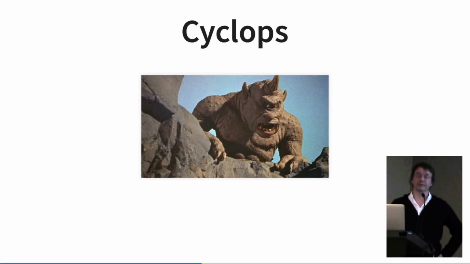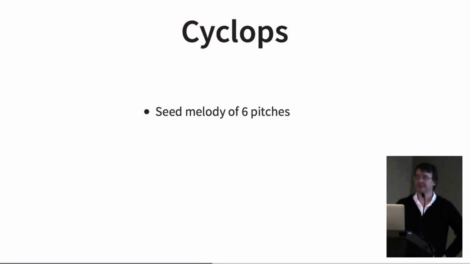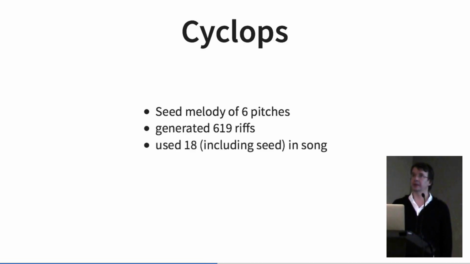So this is a piece I wrote for my metal band. I have an instrumental metal band. And I did write one piece entirely algorithmically for it. And it's called Cyclops. And I think this is a good motivating example. I took a seed melody of 6 pitches, it's really a seed sequence, and generated 619 different riffs out of it, which I went and evaluated and listened to and then arranged into a piece using 18 of those. But that's all it is.